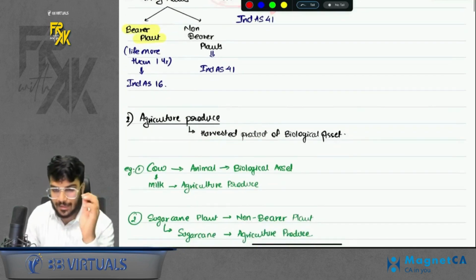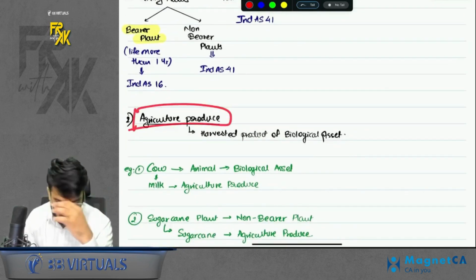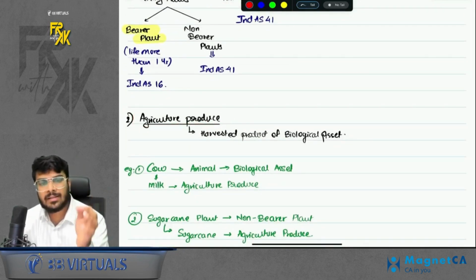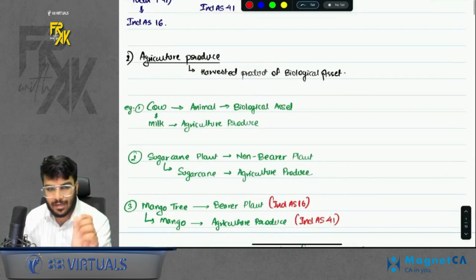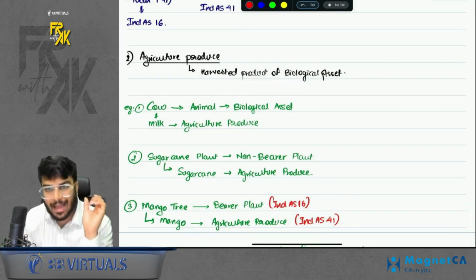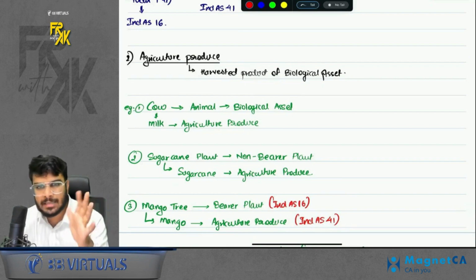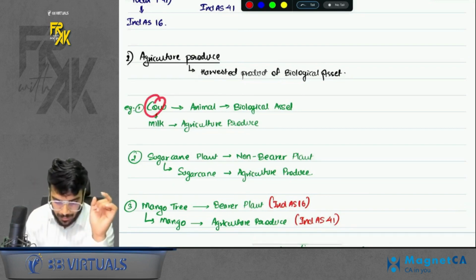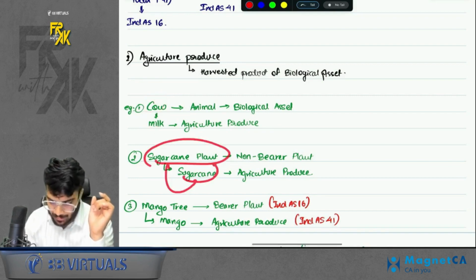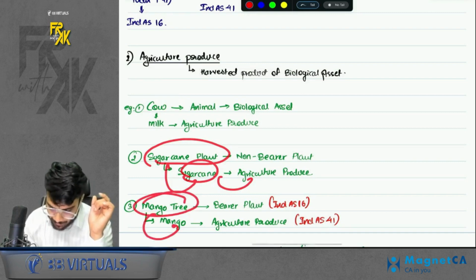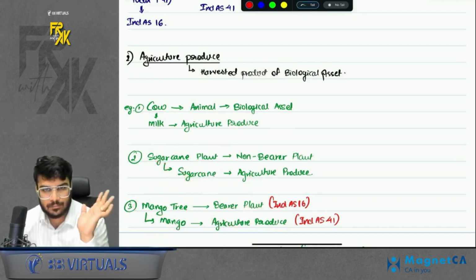Second thing. Second definition was the definition of agriculture produce. What is agriculture produce? It is nothing but the harvested product of biological asset. Now what is the meaning of this? For example, whatever output you get from biological asset is agriculture produce. From cow you get milk. That milk is agriculture produce. From sugarcane plant you get sugarcane. Sugarcane is agriculture produce. From mango tree you get mango. It is agriculture produce. Do remember that.